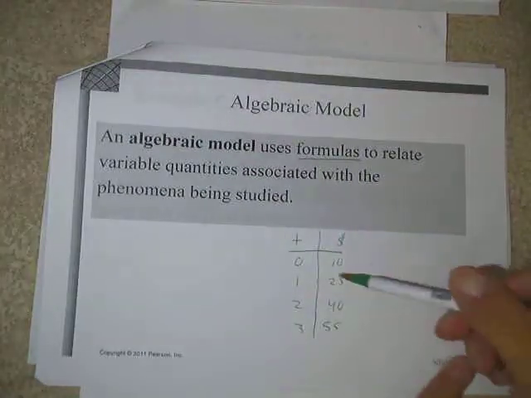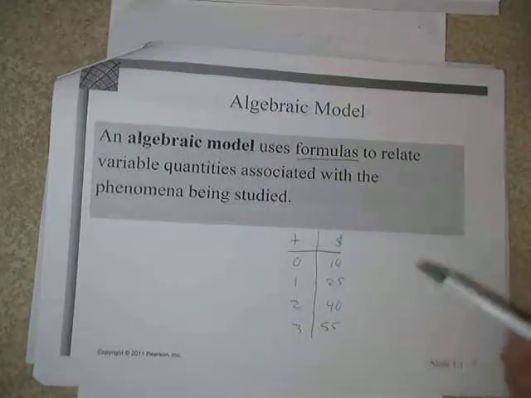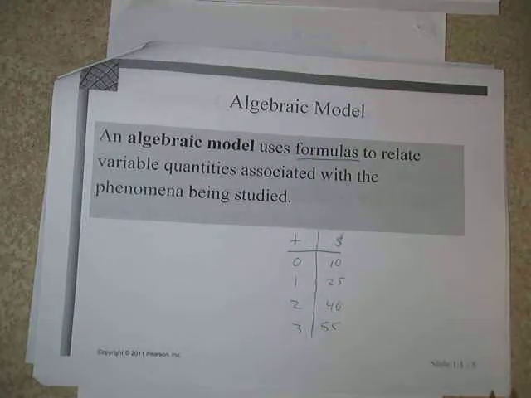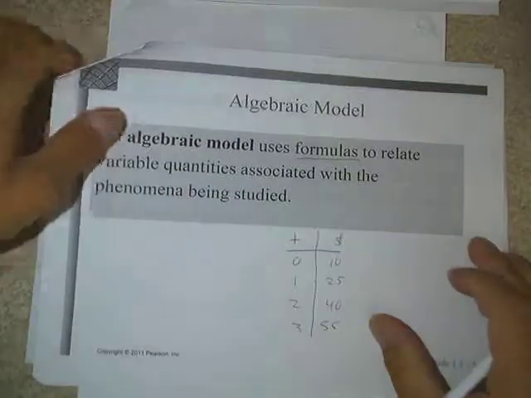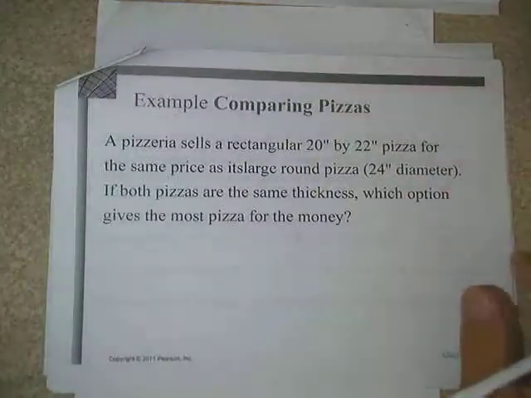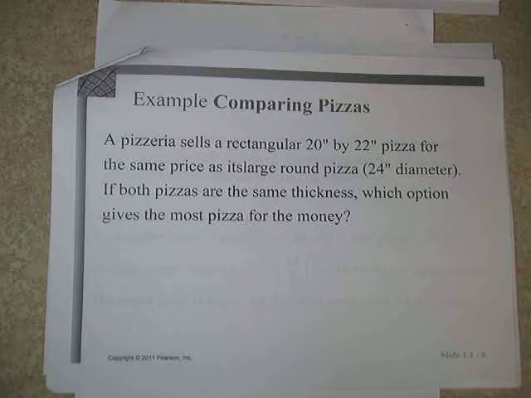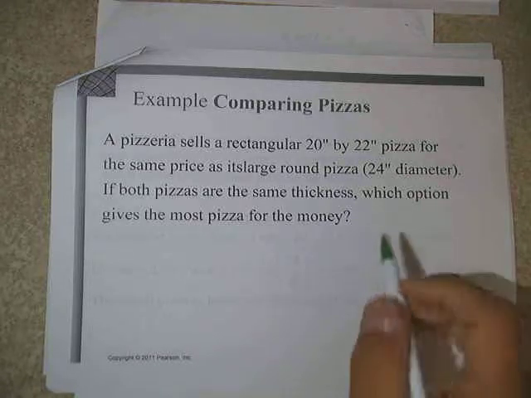Part of our issue today and over the next part of this chapter is going to be taking a numeric form of data and changing it into an algebraic form so that we can use the formula that we create to make predictions. Now, before we look at the third type of model, I'm going to take a look at an example real quick. It's comparing pizzas. We have a pizzeria that sells a 20 by 20 inch pizza for the same price as its large round, which is a 24-inch diameter. If both pizzas have the same thickness, which option gives you the most pizza for your money?